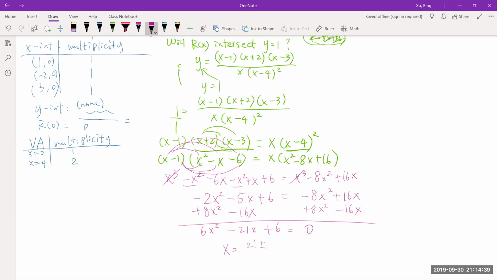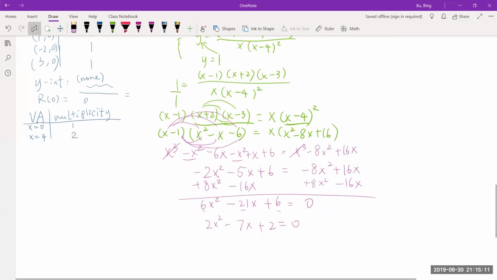21 plus or minus square root of b squared. Let me simplify it. The number is becoming too big. So I see a common factor of 3. Let me divide the left side and right side by 3. So I have 2x squared minus 7x plus 2 equals 0.